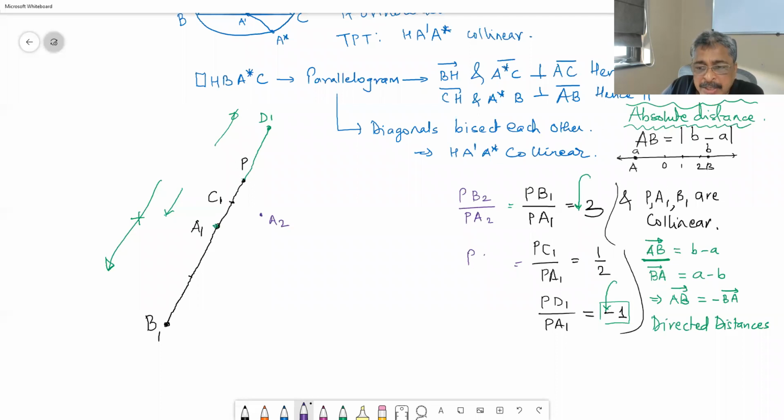Can you get me PC2 upon PA2 is equal to half? Can you get me PD2 upon PA2 is equal to -1? Oh, good. Show me your diagram. Of course, you have to use straight edge and pencil to do this. Maybe you can use markings for measuring the distances at the moment, but with compass we need not use markings also.